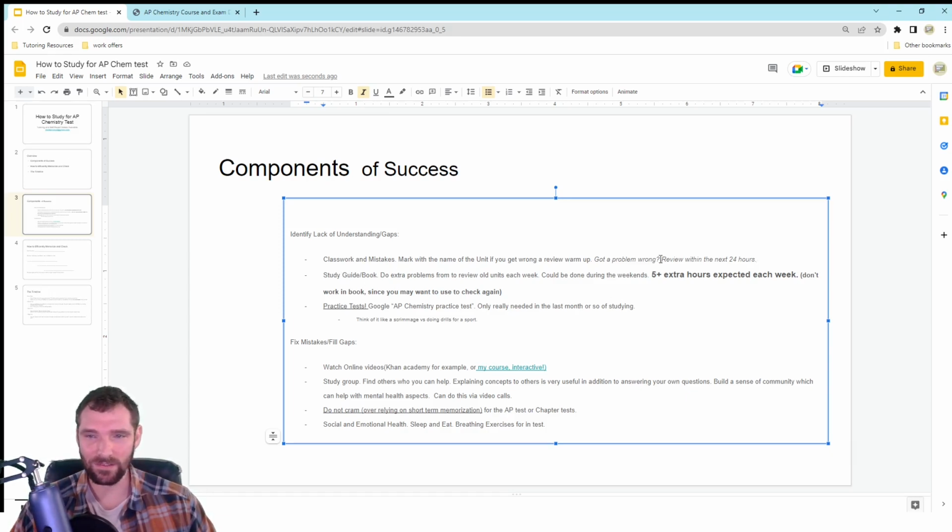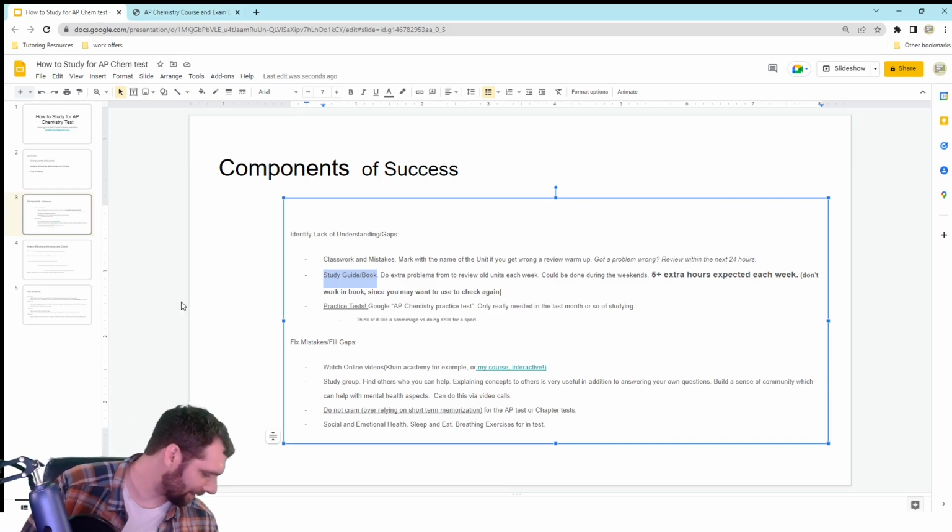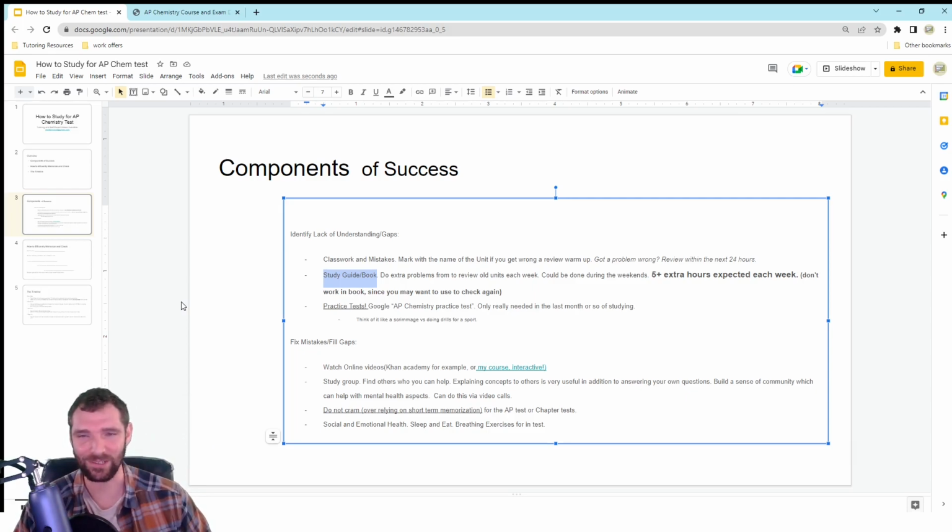So then also the next thing that's really important is a study guide or book. You really want one of these AP chemistry study guides. I think I had a Peterson book. You can also get like Pearson, and there's like a dozen different brands. The main thing with this is that it has extra problems in it that are worked out and explained fully. So if you got them wrong, you can get the correct answer right then and there.